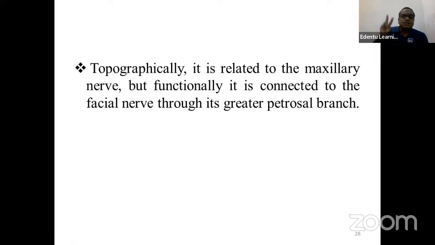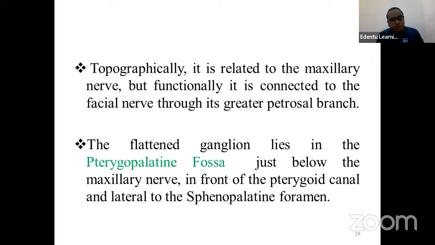The maxillary nerve is the second, V2, branch of the trigeminal nerve, but actually, functionally, it is the 7th cranial nerve through the greater petrosal branch. So I hope you remember this. Or, if you want to make it easier, just write next to it in your book TM, T, topographically, maxillary nerve, capital letters M, TM divided by FF, functionally facial nerve. Or FG also you can write, greater petrosal branch you can write. So it's very easy now.